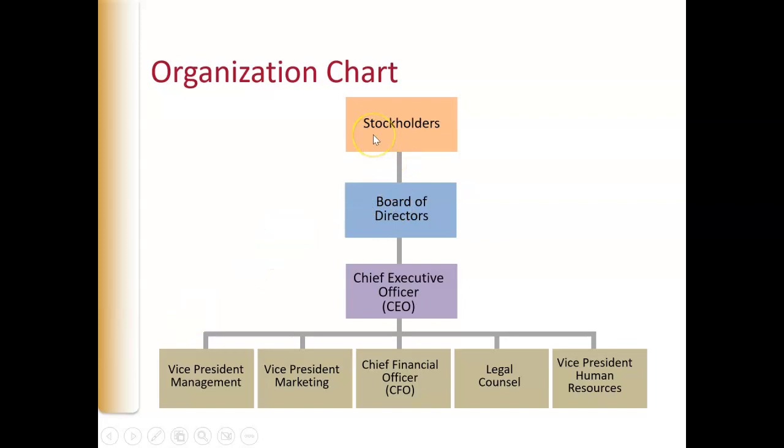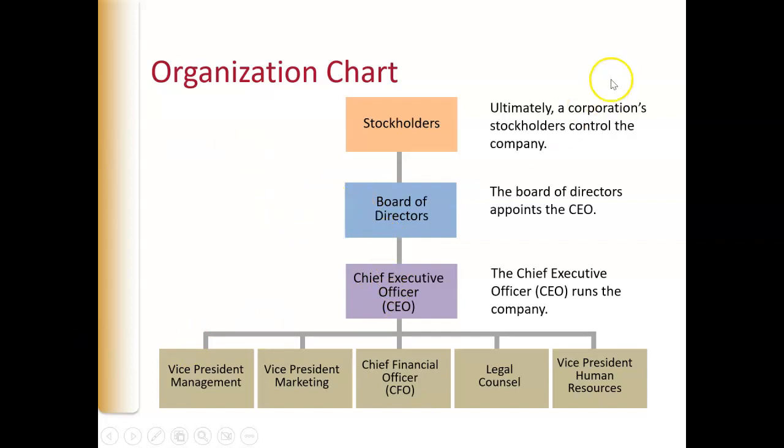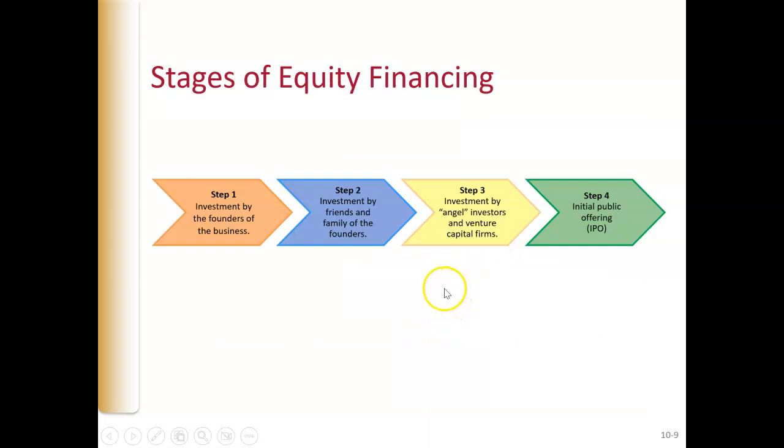So know in this example, even though the stockholders own the company, they don't run the company. They elect a board of directors who determine who the CEO is going to be to run the company. Okay? Like you see here, the corporation stockholders ultimately control the company. The board of directors appoints the CEO, and ultimately the CEO with his staff run the company.